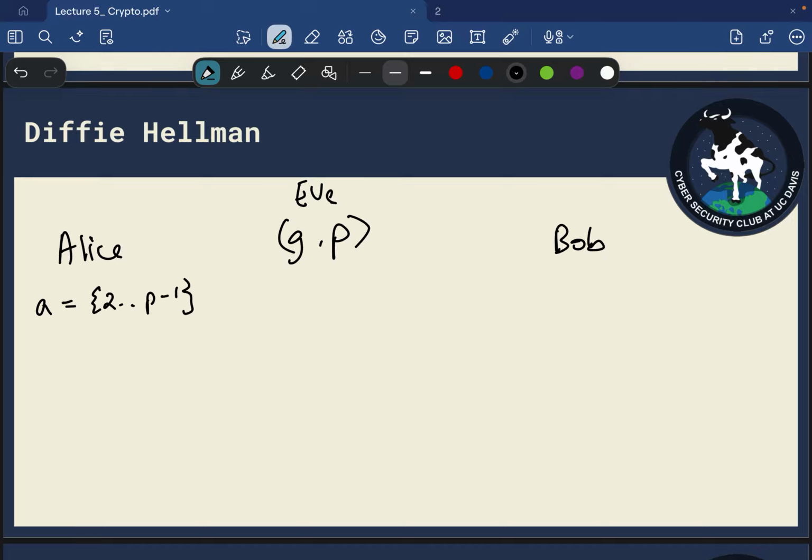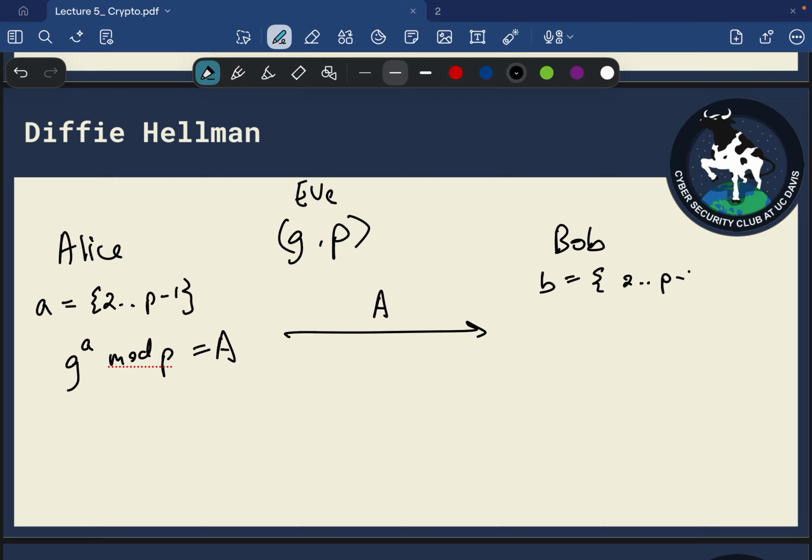So this is a random number that Alice keeps secret. She will take G, which is a public number, raise it to her private number a, modulo P, and we'll call this number big A, and send this across the wire. So now Eve knows this big A number. Bob will do the same. He will call his private number b, also a number from 2 to P minus 1, and Bob will raise G to the b, modulo P, and we'll call this big number B. Send this across the wire, B.